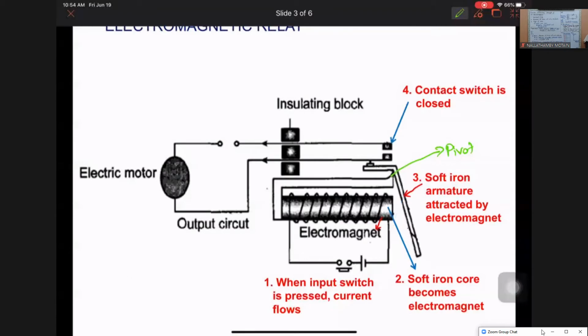When the contact switch is closed, what happened? The power supply in the secondary circuit or output circuit is switched on. Finish. That's all. Finish. 4 marks given. What 4 marks? Number 1, number 2, number 3, number 4. That's all. Number 5 is extra one.